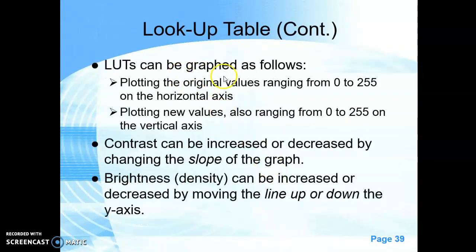So lookup tables can be graphed as plotting the original values ranging from 0 to 255 on the horizontal axis, and the new values on the vertical axis. We can change the contrast of our image by changing the slope of the graph. Brightness or density can be increased or decreased by moving the line up or down on the y-axis. And basically what this is saying is that you can change the window level and you can change the window width by changing the histogram.